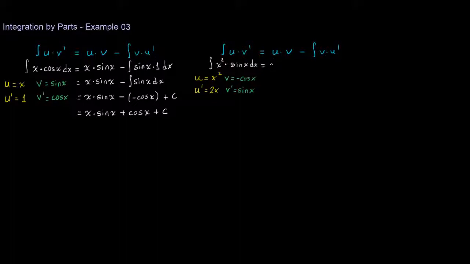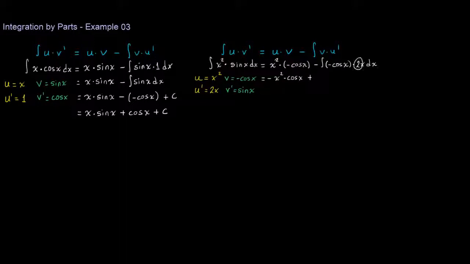So u is going to be here x squared times v, which we found to be minus cosine of x. I'm going to simplify it in the next step. It will be minus the integral of v, which is again minus cosine of x, times u prime, which we found to be 2 times x dx. Let's see, I'm going to simplify this out. It will be minus x squared times cosine of x, and here I'm going to take away these negative signs, so it's going to be plus.